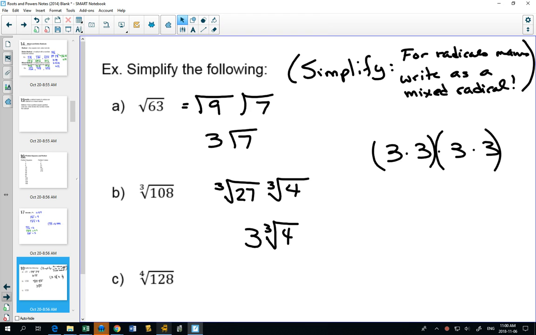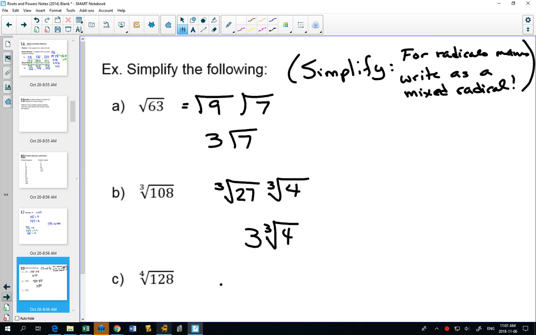So we've got to figure out what breaks down 128. 128 is 16 times 8. Have to write the little 4, so this becomes 2 4th root of 8. That's where we're going to stop. You can use prime factorization as well to help you through this. So we'll look at that a little bit tomorrow.